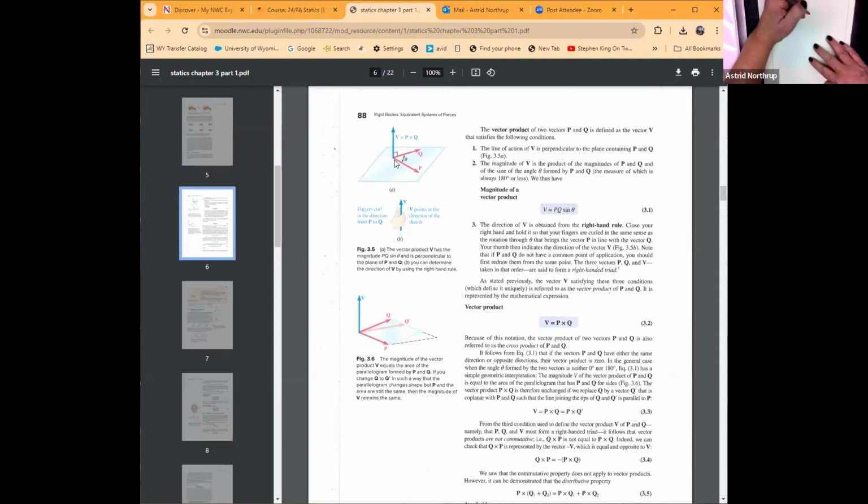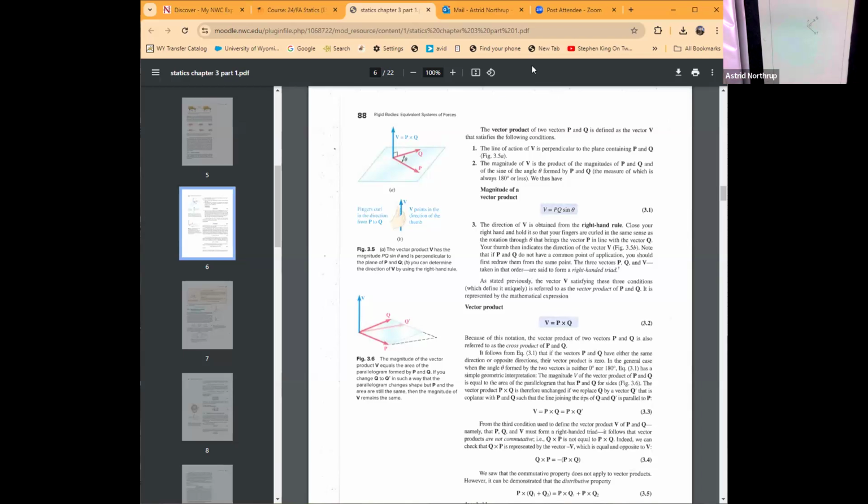Okay, so if Q and P are in the plane of the paper, and we're having P times Q, we're going to fold P into Q through that angle theta, and our vector goes straight up. So that means that the rotational axis of those two vectors, or the moment of those two vectors, is going to be straight up in the direction of V. It still follows the right-hand rule. Okay.